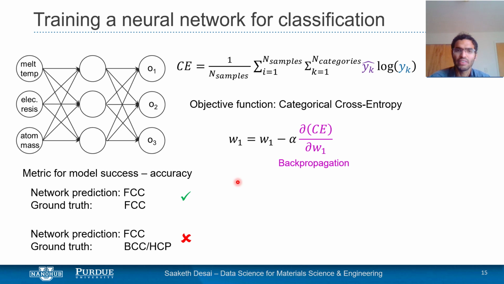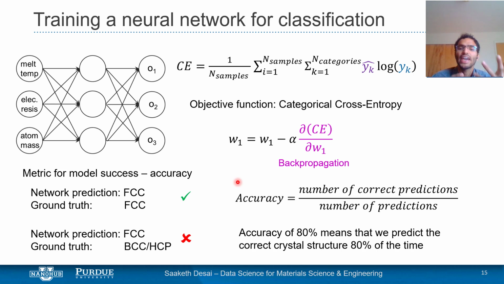And just to give an example, if the ground truth data for, say, something like copper is FCC, our network should predict FCC, and if it does so, the network is correct. If not, the network is incorrect. And we can measure this across our data set and define the accuracy to be the number of times we make correct predictions divided by the total number of predictions we make. So just to give you an example, an accuracy of 80% means that we predict the correct crystal structure about 80% of the time.